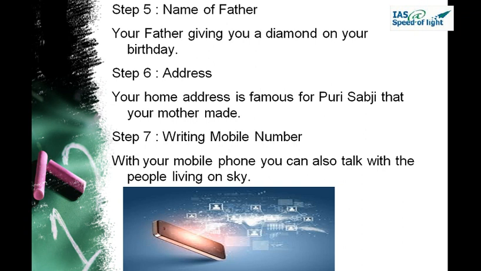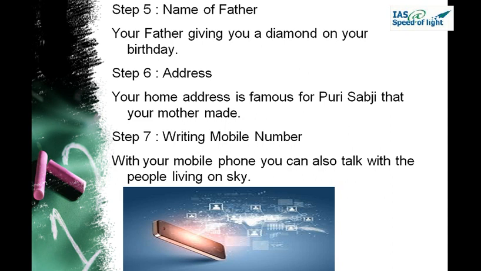After name of father, we write address. Okay, first your name, then your father's name, then address. Okay, which is your permanent address? So your home address is famous for puri sabji that your mother made. Your mother is a very good cook, and normally all mothers are, and your house is very famous now for the puri sabji which your mom prepares. So address is famous for puri sabji, and if you remember, our picture for the state of Tripura. So step 6, address, we are linking it with Tripura.